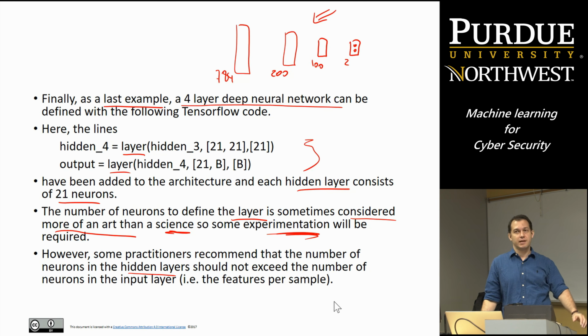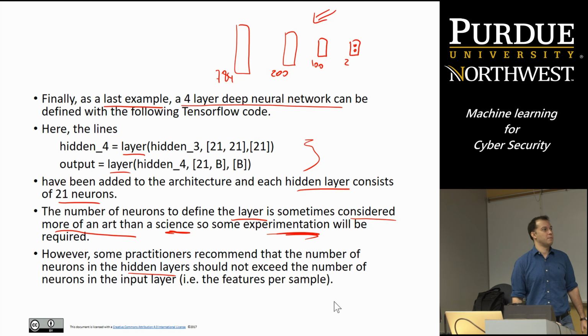And I even stated it here, right? The number of neurons to define the layer is sometimes considered more of an art than a science. So some experimentation will be required. However, some practitioners recommend that the number of neurons in the hidden layer should not exceed the number of neurons in the input layer, right? So the features per sample.